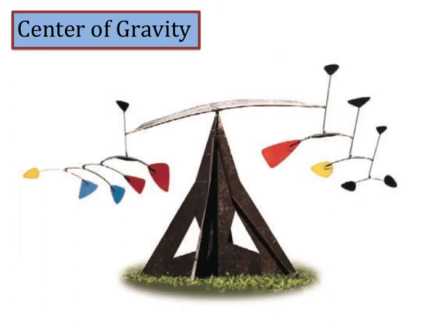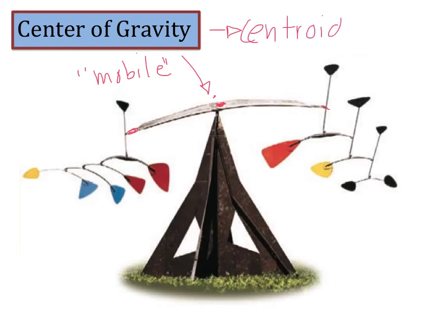So here we have this mobile contraption that's used to balance the structure. Now, what we want to do is use our knowledge of medians to help us find the center of gravity to help us keep this contraption balanced. And you remember that we called the center of gravity the centroid. So we're going to use our knowledge of medians and centroids to help us find the center of gravity of a mobile.